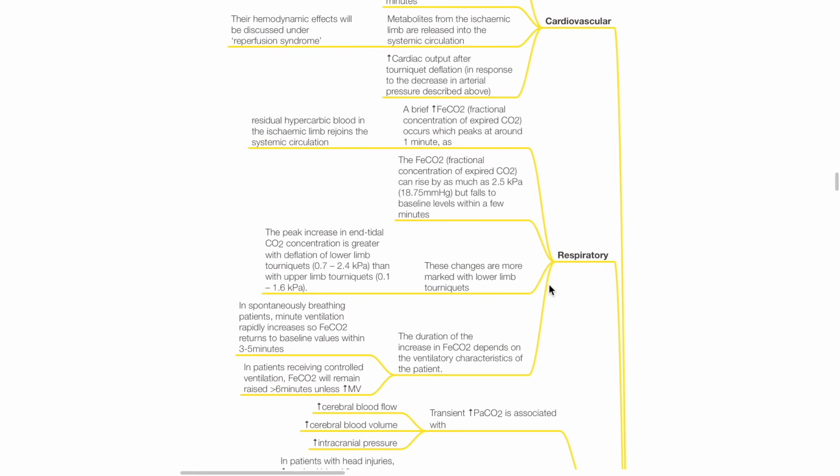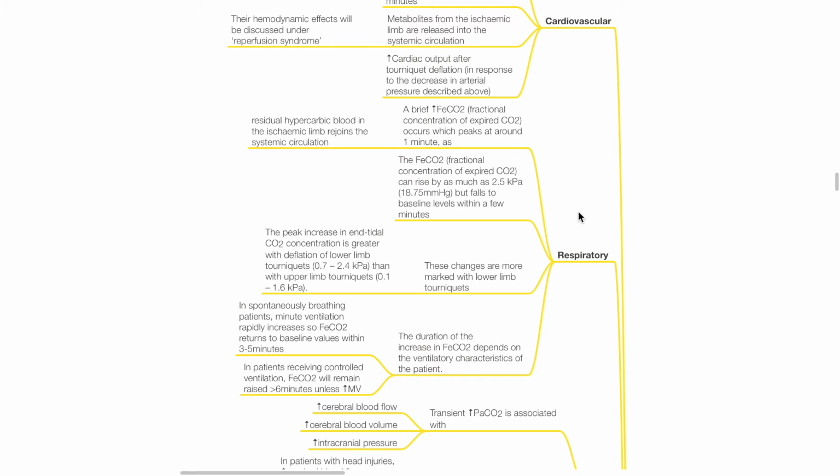Respiratory effects. There is a brief increase in fractional concentration of expired CO2 and peaks at around 1 minute as residual hypercarbic blood in the ischemic limb rejoins the systemic circulation. The FeCO2 can rise by as much as 18 mmHg but fall to baseline levels within a few minutes. These changes are more marked with lower limb tourniquets. The duration of the increase of FeCO2 depends on the ventilatory characteristics of the patient.